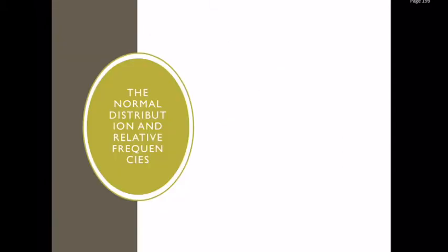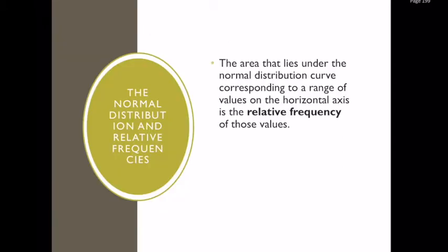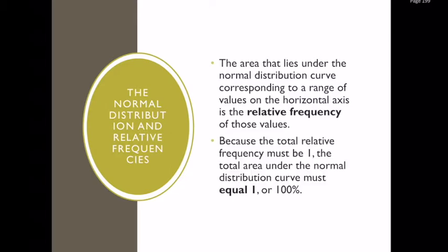The area that lies under the normal curve corresponds to a range of values on the x-axis, that is, the relative frequency of those values. Because the total relative frequency must be 1, the total area under the normal curve must equal 1, right? We're using this normal curve eventually to relate the area under a curve between specific values to that event occurring, and the total area under the normal curve is 1. If you remember that one thing about the normal curve, you'll be in such good shape. The total area under the normal curve is 1.